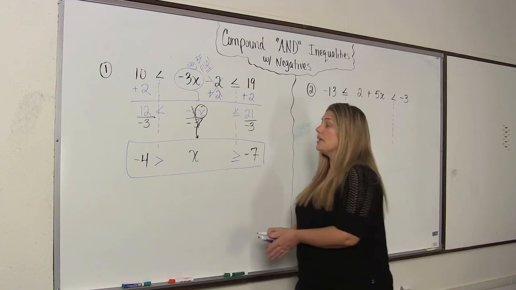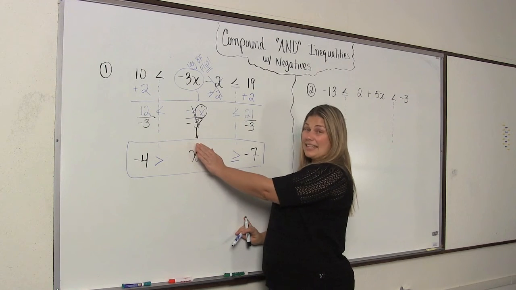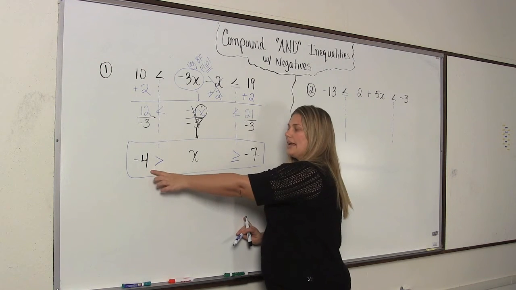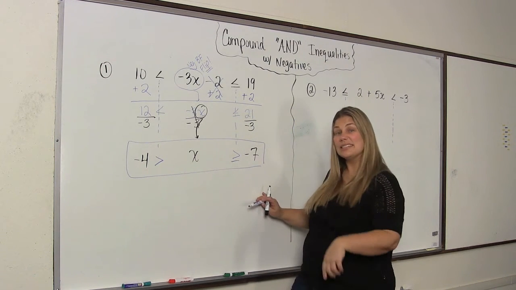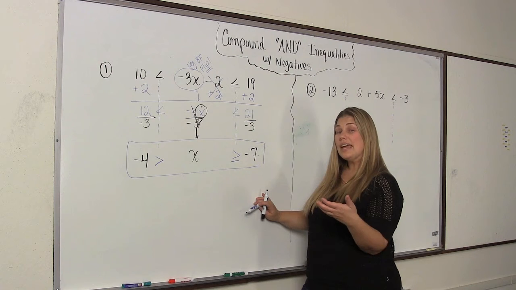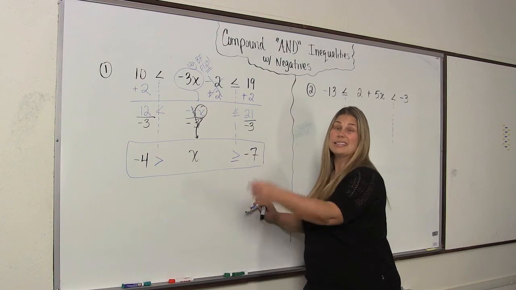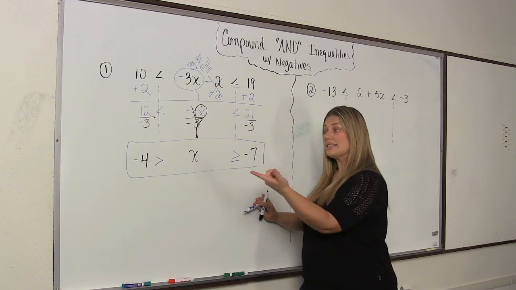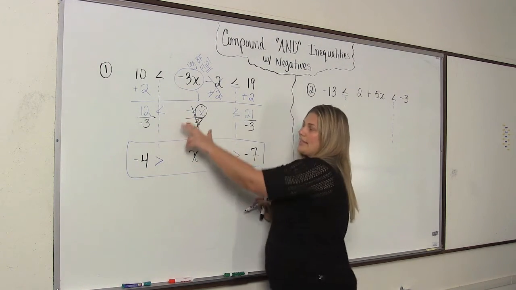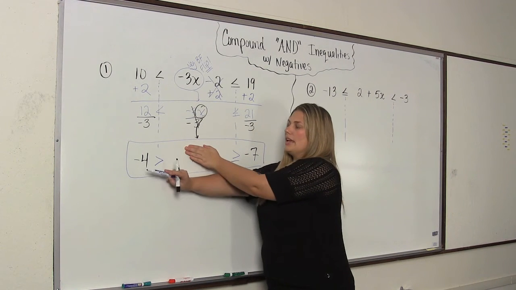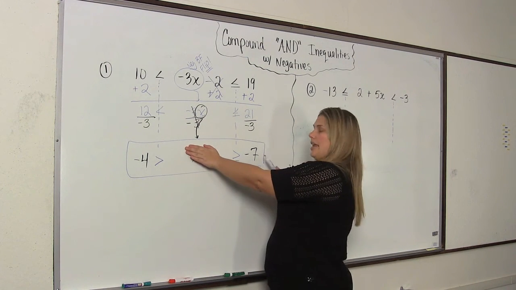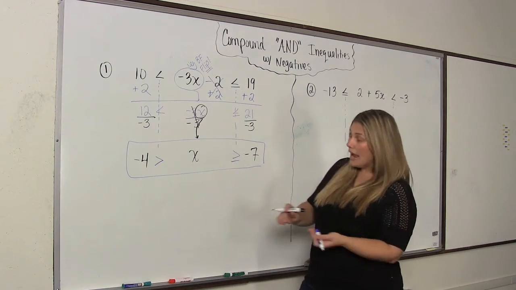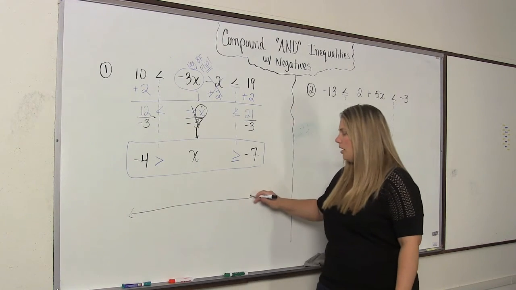Now remember, if we cover up what's in the middle, it has to be true. So if I forgot to flip my signs, I would be saying negative 4 was less than negative 7. But remember, when we're dealing with negatives, the further negative you are, it's actually a smaller number. So negative 7 is actually less than negative 4. So because I flipped those signs, when I cover this up, negative 4 is greater than negative 7. That is actually true. So now I can go ahead and graph this inequality.